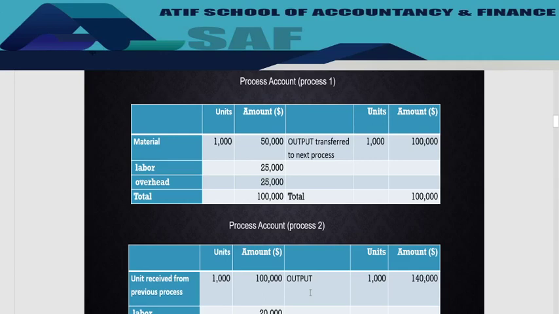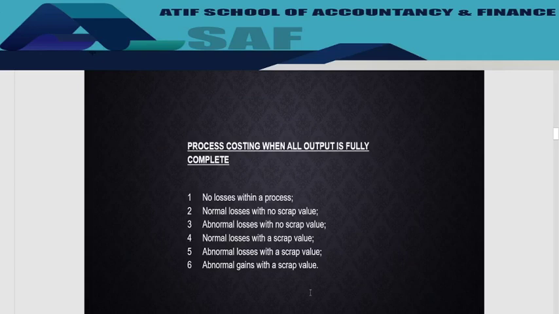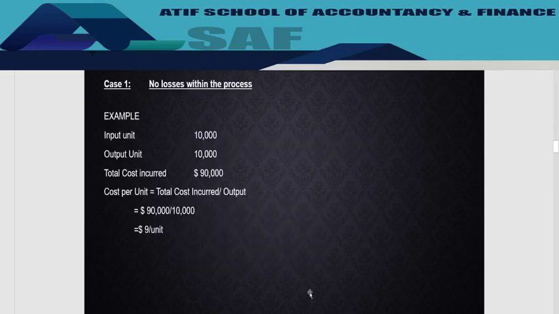Now we will consider process costing when all output is fully complete. There are 6 cases and in every case cost per unit is calculated with the help of a different formula. We will consider the formula to calculate the cost per unit and then the value of output. First case is no losses within the process, meaning whatever has been input is received as output.